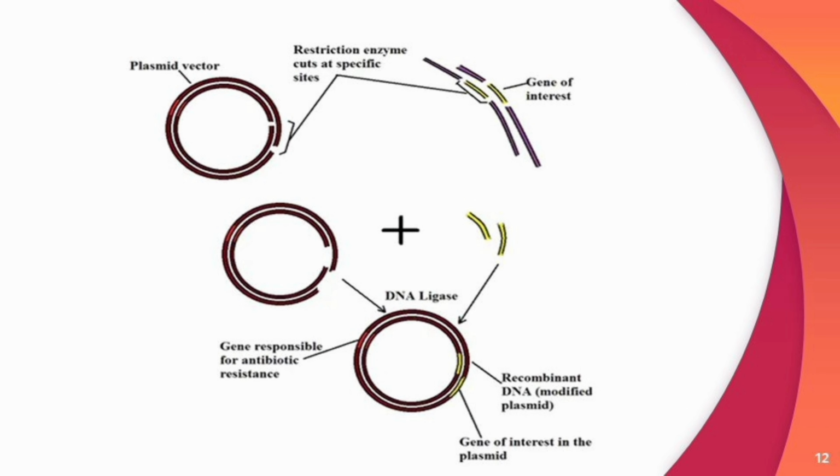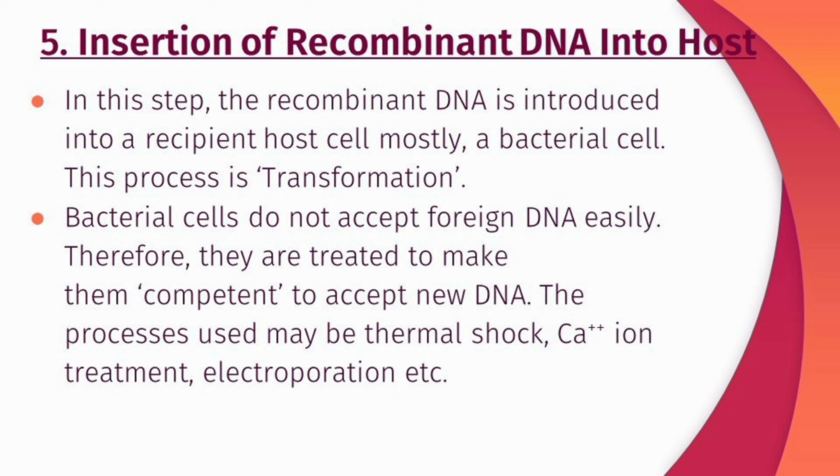The fifth step is insertion of recombinant DNA into host. In this step, recombinant DNA is introduced into a recipient host cell, mostly a bacterial cell. This process is called transformation. Bacterial cells do not accept foreign DNA easily. Therefore, they are treated to make them competent to accept new DNA. The process used may be thermal shock or calcium ion treatment or electroporation, etc.